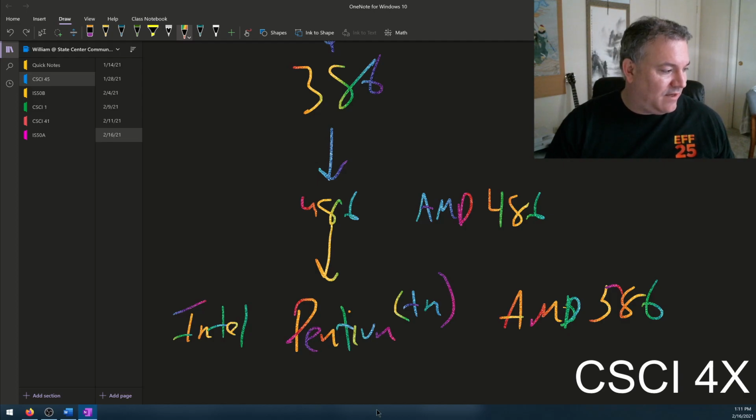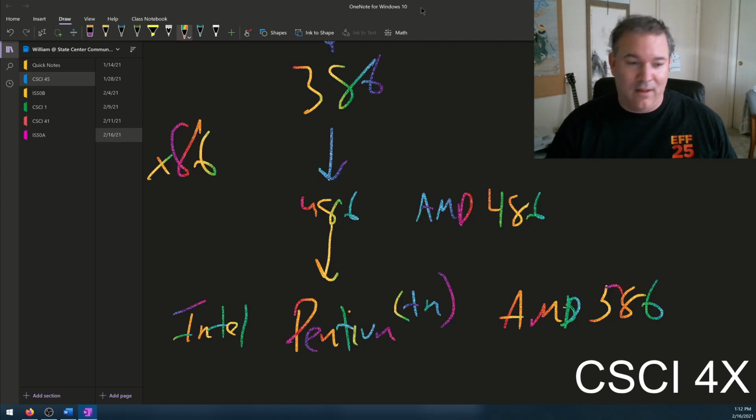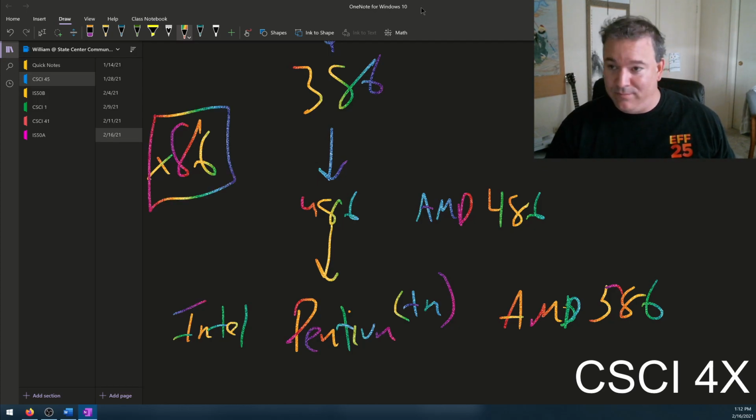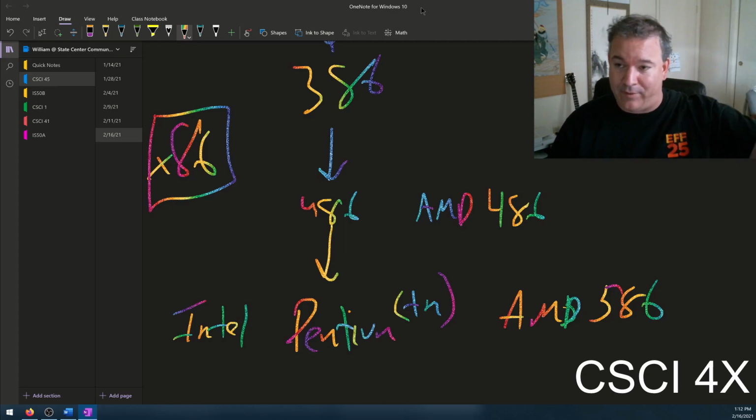Is that why it's called x86? Because it's compatible with x8? Yeah, so x is like a variable, right? So x86, there's 386, 486, 586, 286, 186, 8088. Yeah, and so x86 is that whole family of CPUs. It refers to that family of CPUs.